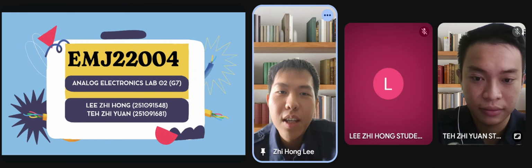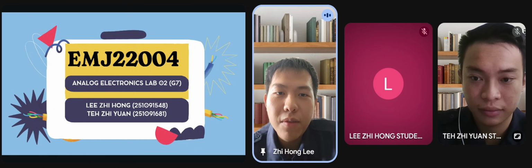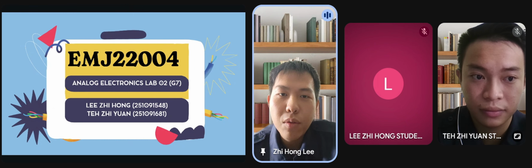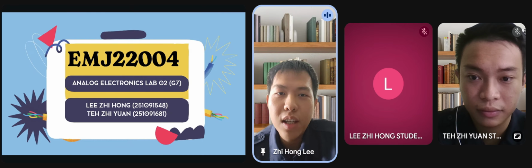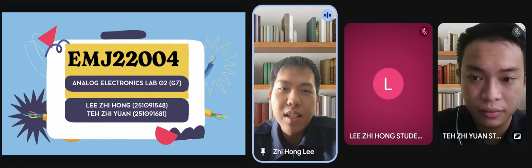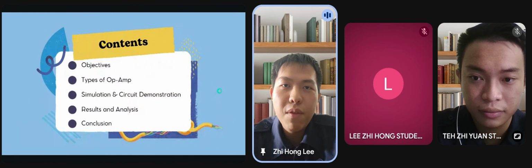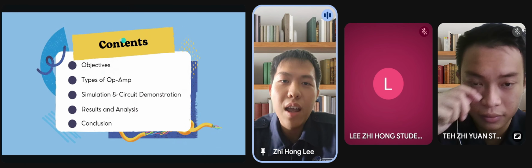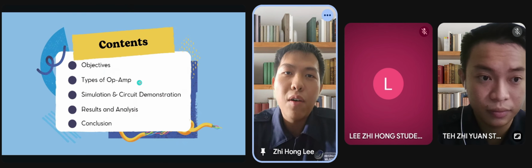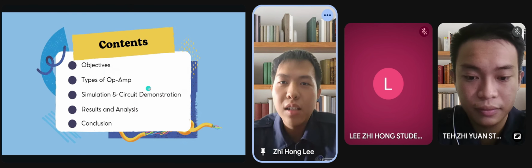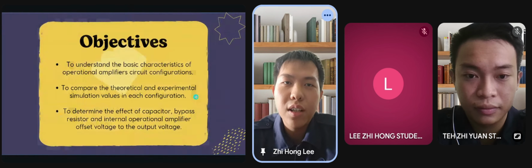We are from Group 7, and we are presenting for our course EMJ 22004 Analog Electronic Lab 2. My name is Li Jihong, and my partner is Ted Julian. Now this is our content: objective, types of operation, amplifiers, simulation, results, and conclusion.